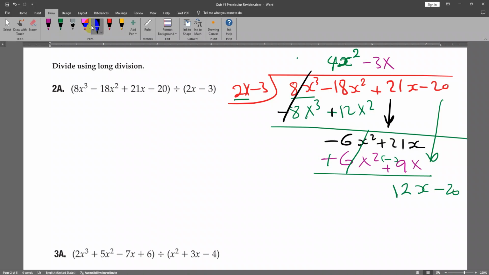It will be negative 20. Let's divide 12x by 2, which gives you 6. Let's multiply, which gives you 12x minus 18. Let's change the sign, negative positive cancel. This one will give you negative 2.